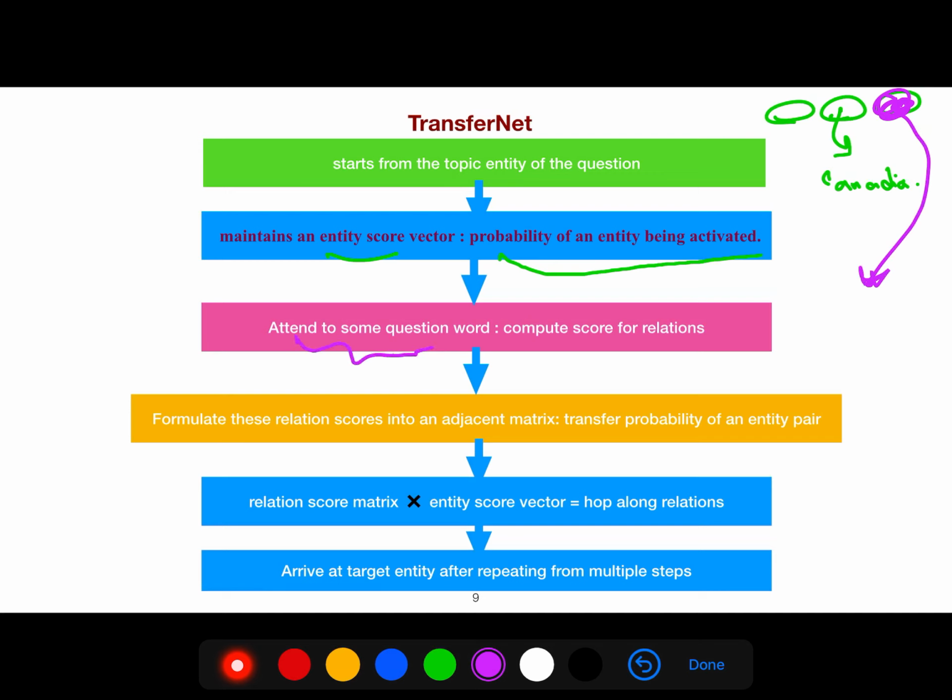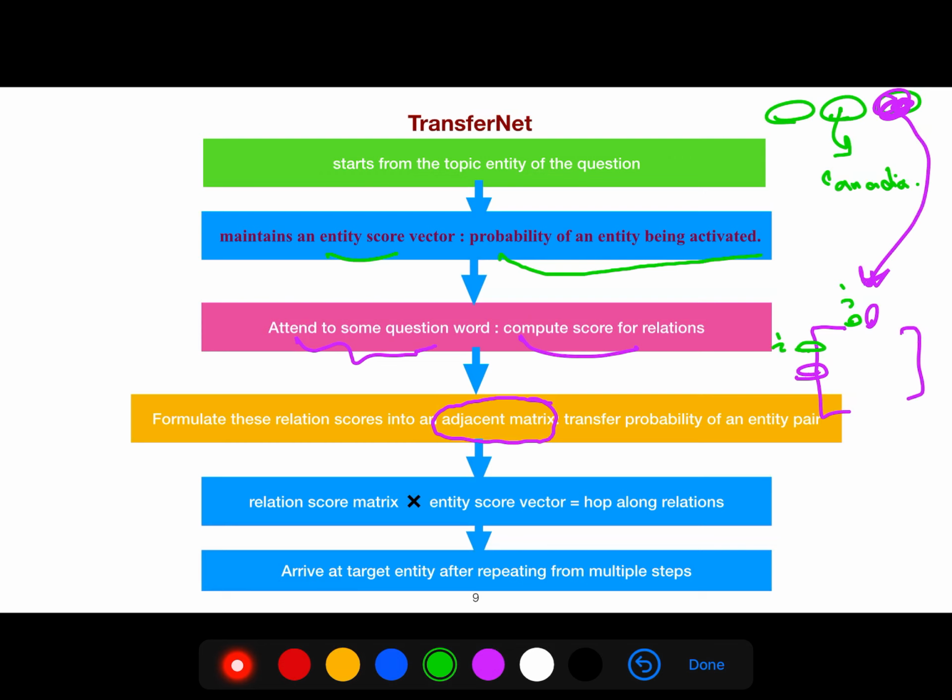Like any other article that I explained, at each step you attend to different words of the question and you compute the score. And then you formulate these relation scores into an adjacency matrix. Oh, this is new, because you are saying, for example, what is the probability that I go from the ith entity to the jth entity?